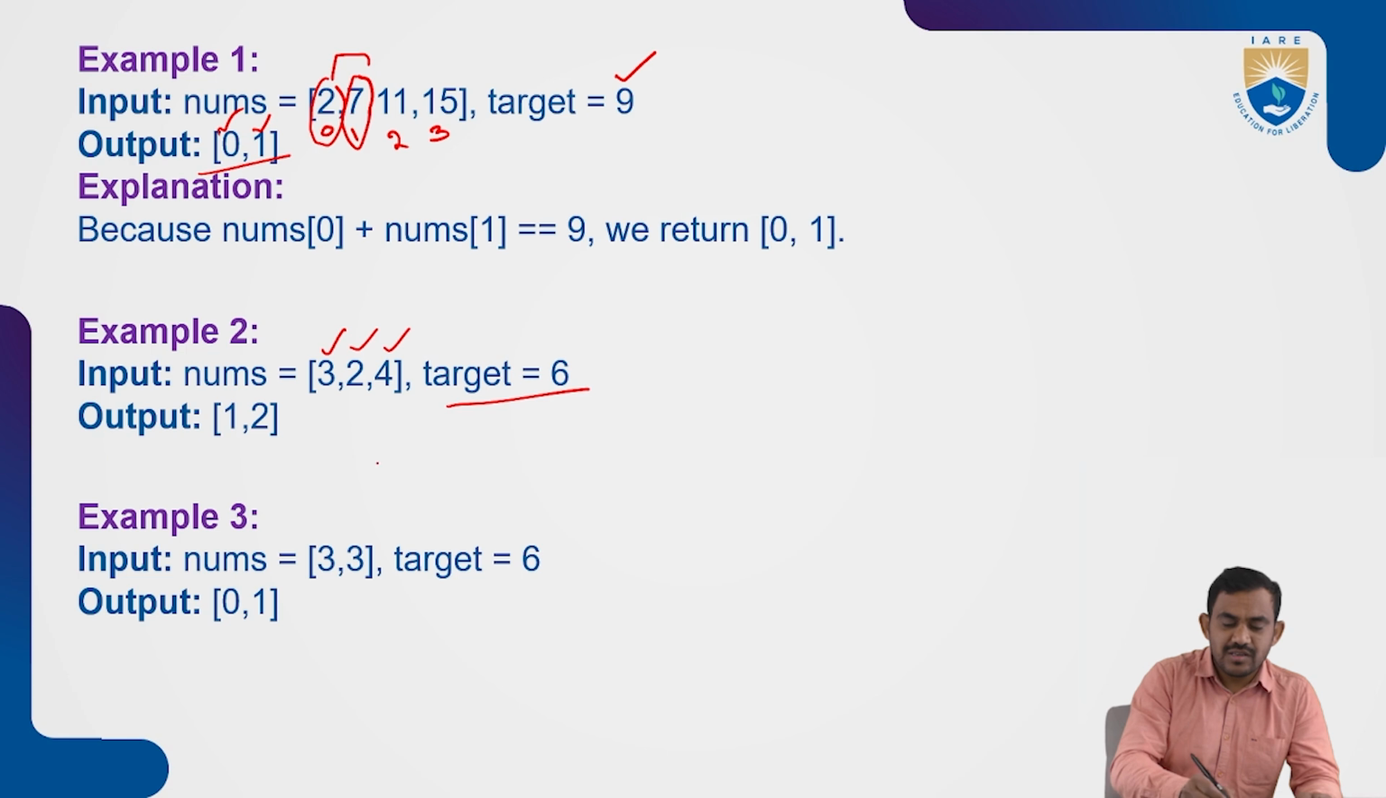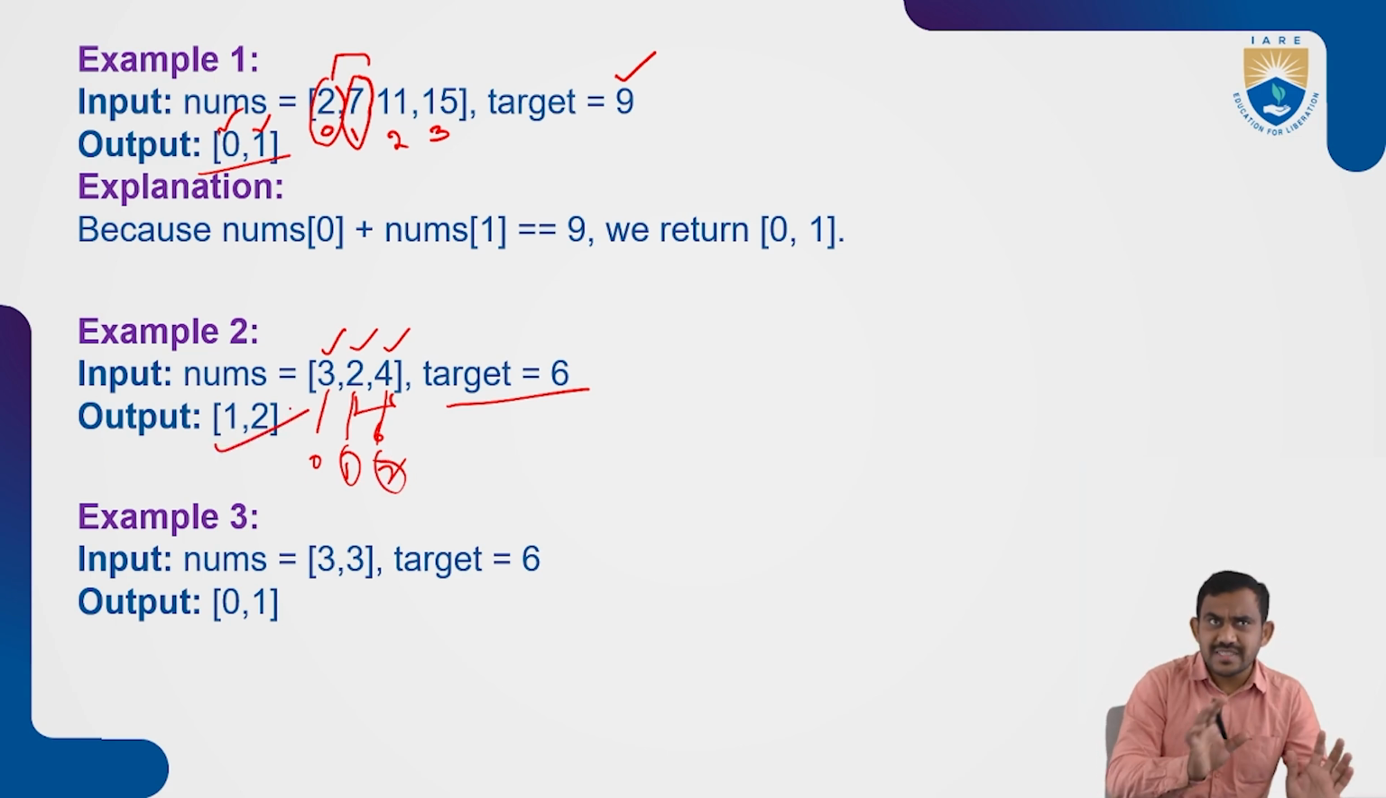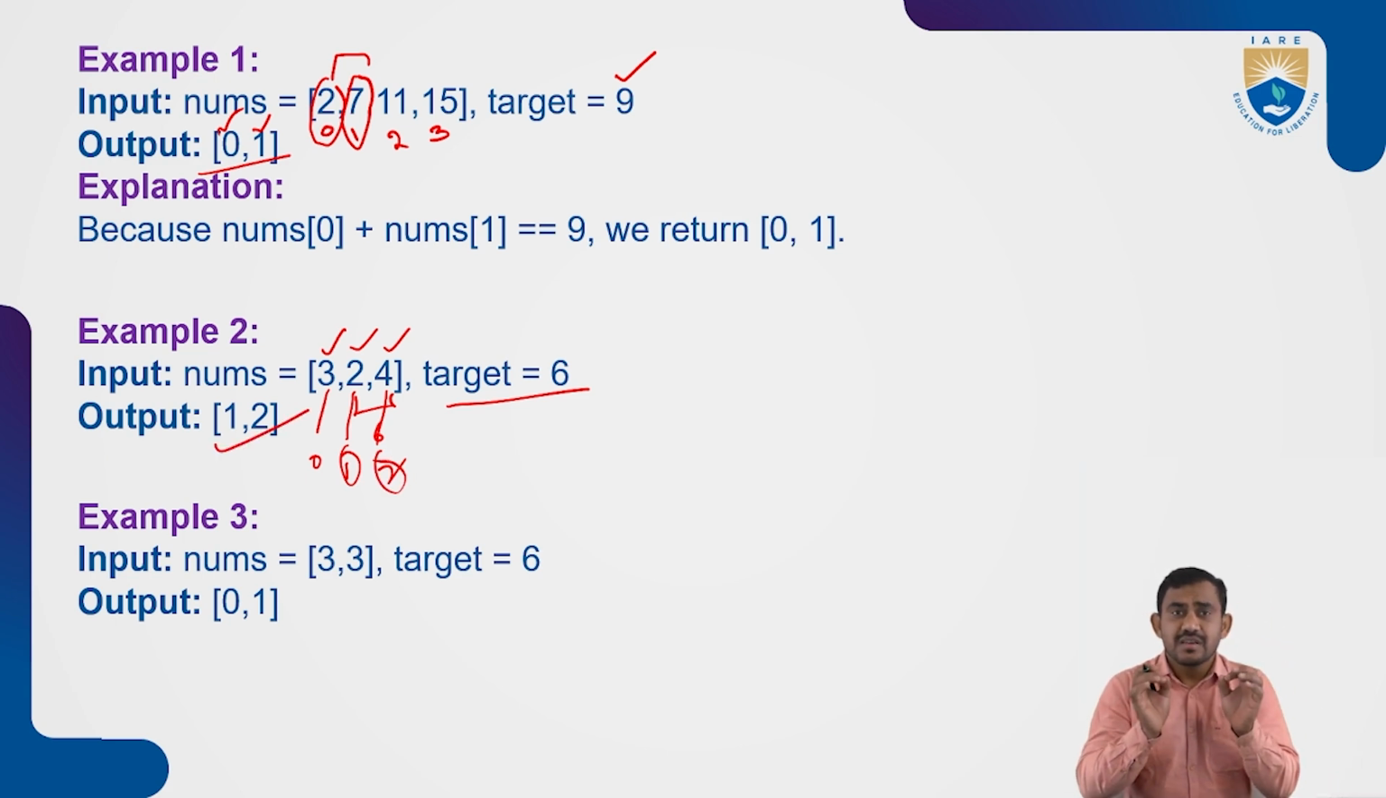Then the target is 6. If you observe, 2 and 4 will get 6. Coming to indexes, this is the 0th index, 1st index and 2nd index. So 1 and 2 is your output. It's very simple. He gave the condition, and the problem statement is very clear. He gave the numbers, he gave the target, and the target needs to be achieved with two numbers. We don't need to return these two numbers; we need to return the indexes of these two numbers.